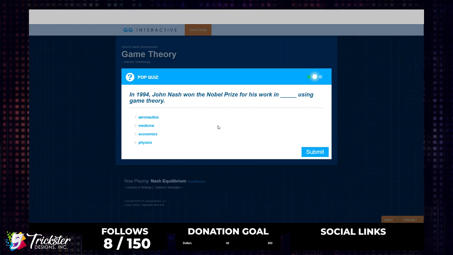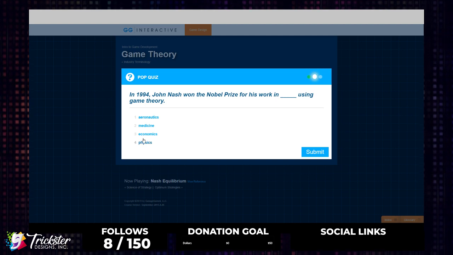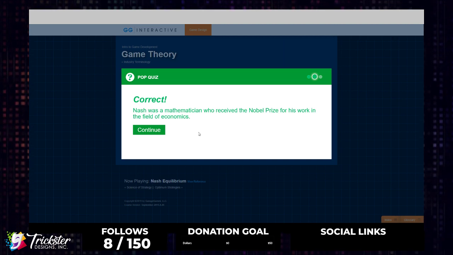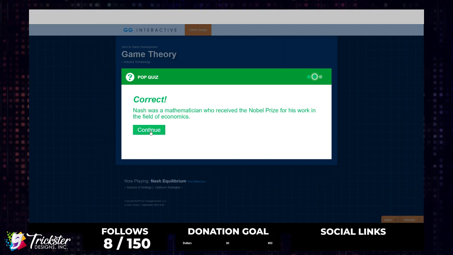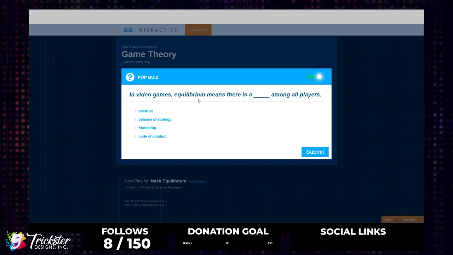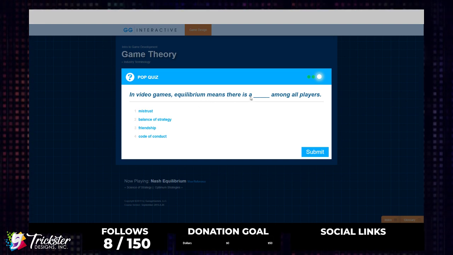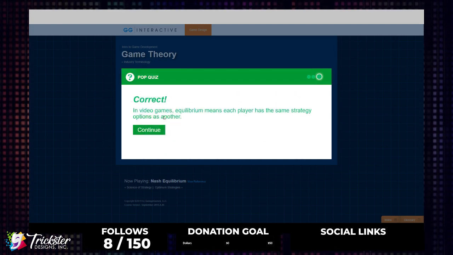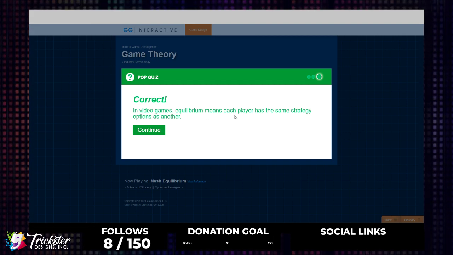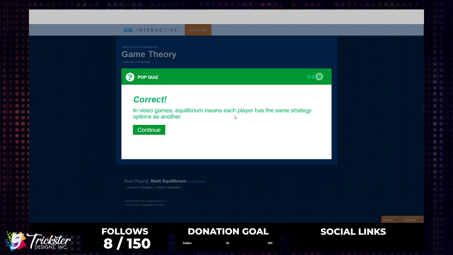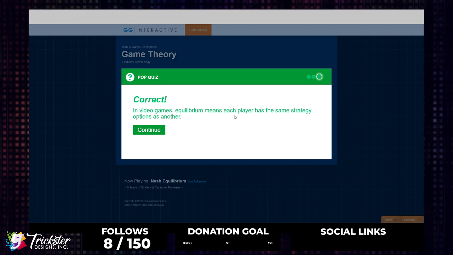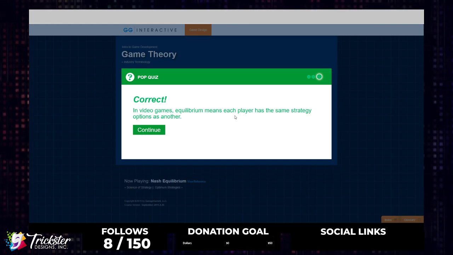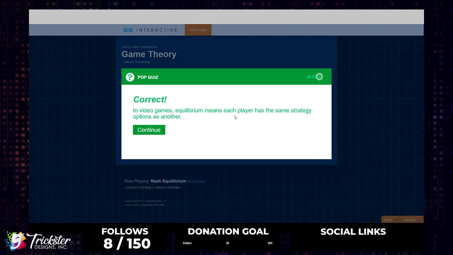In 1994, John Nash won a Nobel Prize for his work in economics using game theory. He was a mathematician who received a Nobel Prize in the field of economics. In video games, equilibrium means there is a balance of strategy among all players. Has the same strategy options as another. I'm just writing this down.